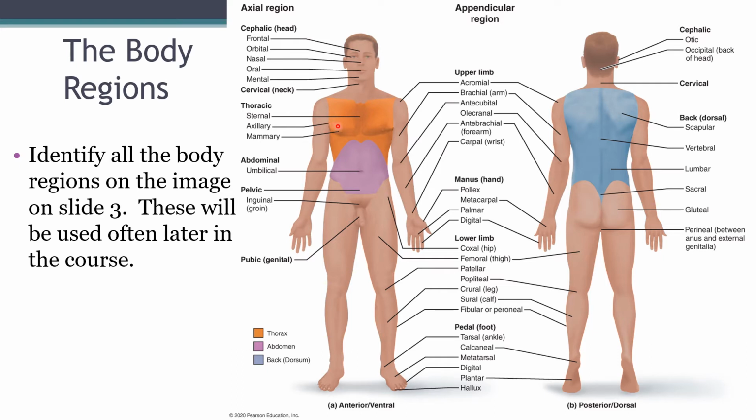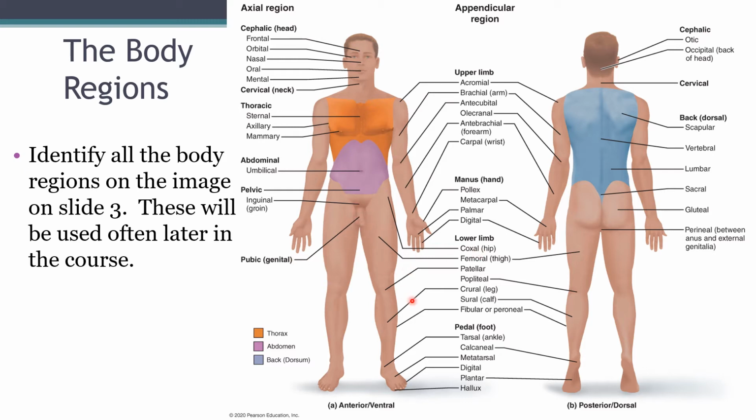Axillary is armpit. I know that the arrow doesn't show it all that well, but axillary is the armpit region. Mammary is the breast region. Abdominal region is the whole pink region here. Umbilical is the belly button in the center. Pelvis region is pelvic. Inguinal is the groin. Genital or pubic is the genitals.